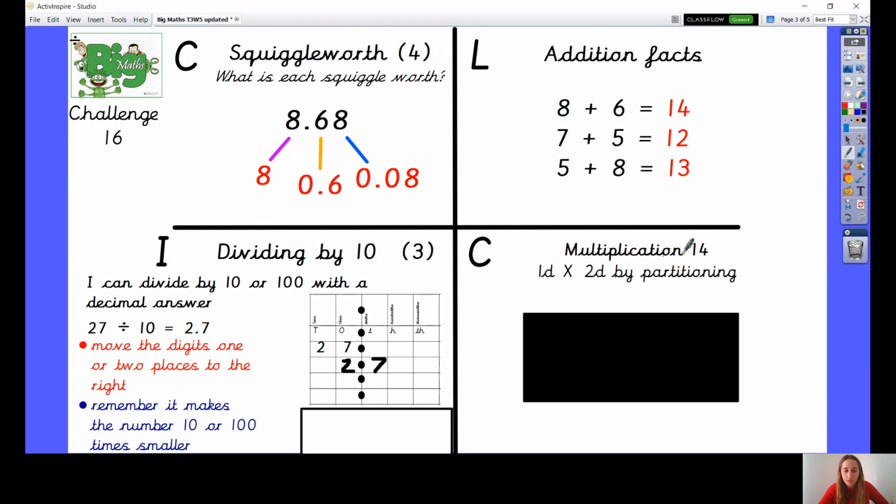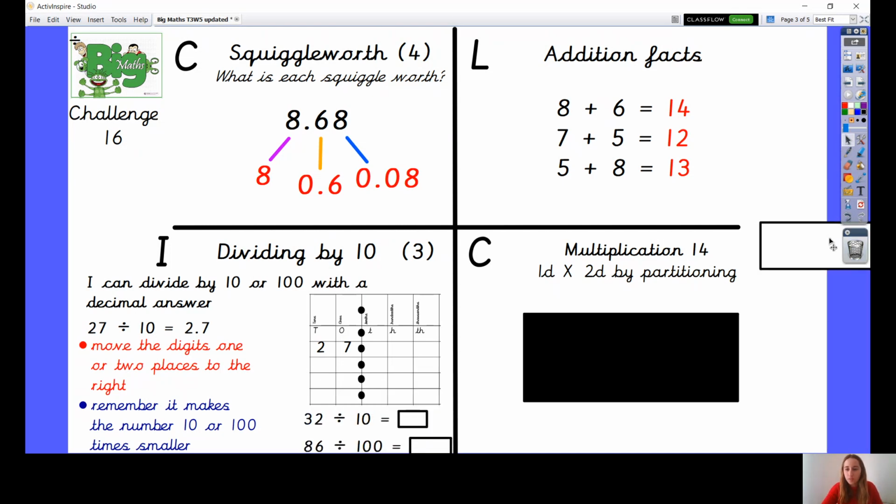So I've got 2.7. If I'm going to divide a number by 100, for example, if I was to divide 27 by 100, I would move it 2 spaces. So my 2 tens would become 2 tenths and my 7 ones would become 7 hundredths. And I've got 0 ones, which would make 0.27. So it's the same rules as when I divide any whole number by 10 or 100. I move it 1 space to the right for dividing by 10 and 2 spaces to the right for dividing by 100. I wonder if you could have a go at these two calculations.